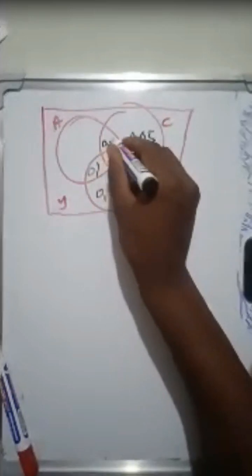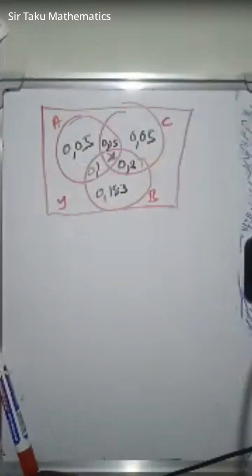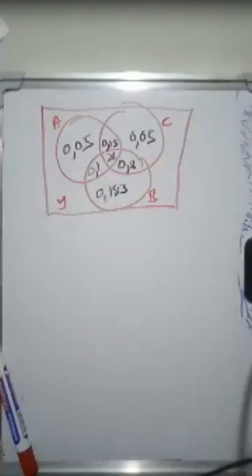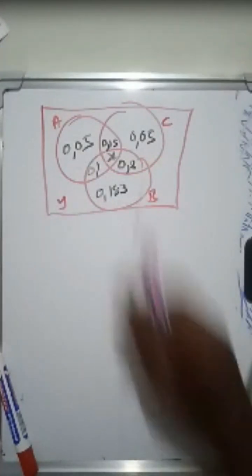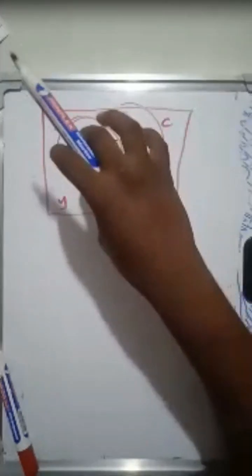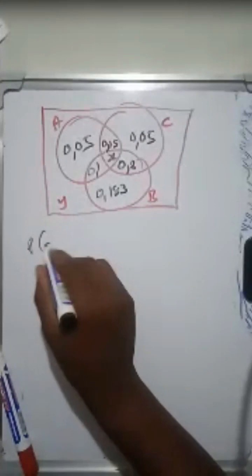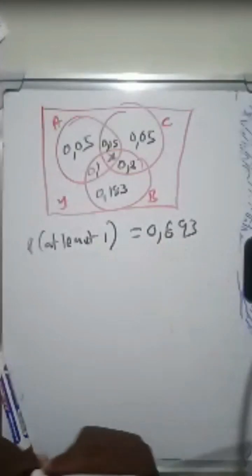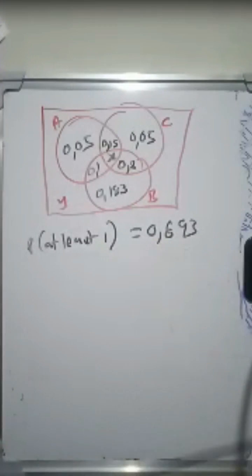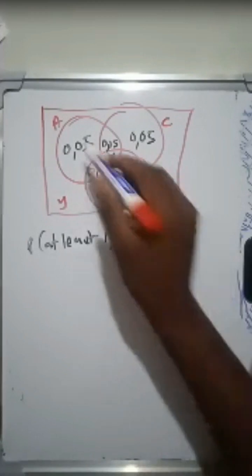0.15, 0.05. Okay? It is given that the probability that at least one of these events, at least means one or more, so it means the probability that at least one of these events will occur, is equal to 0.893. If it is given that, then calculate the value of y. So at least one, we are talking about everything here.